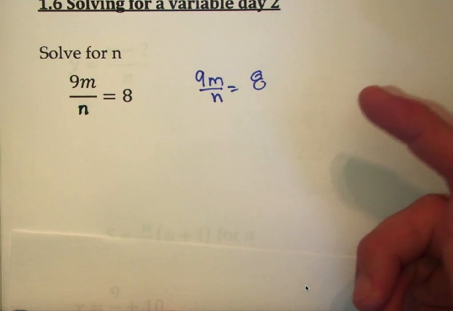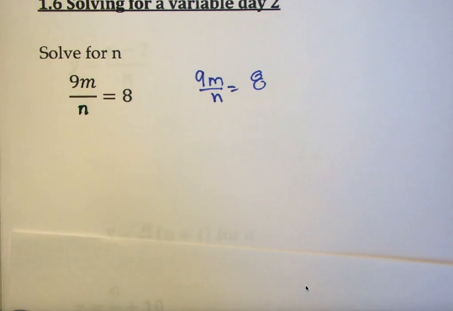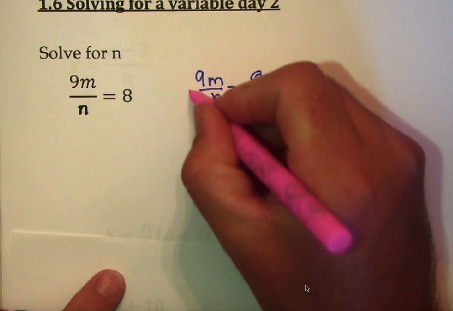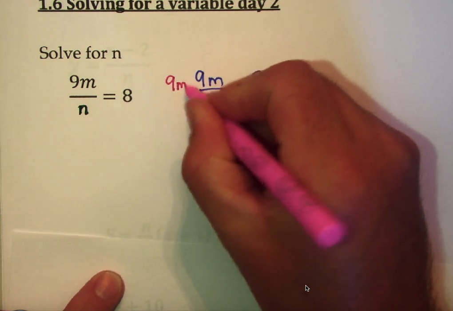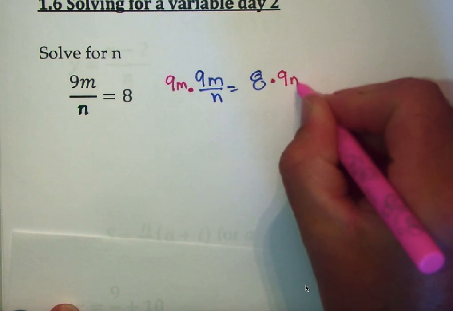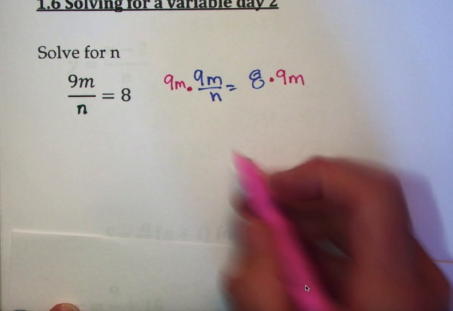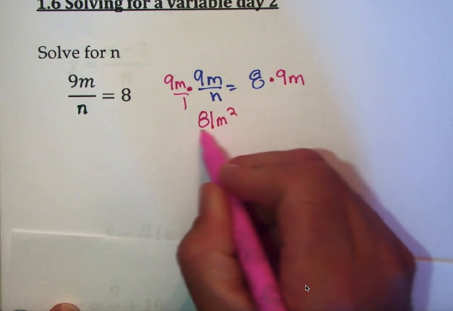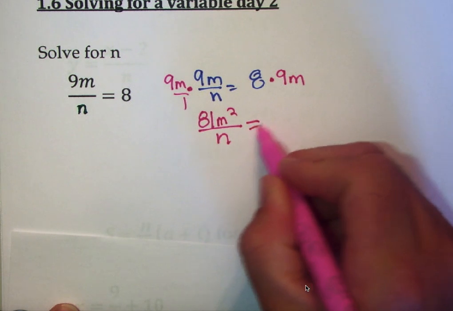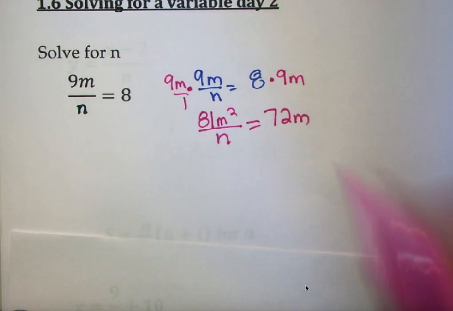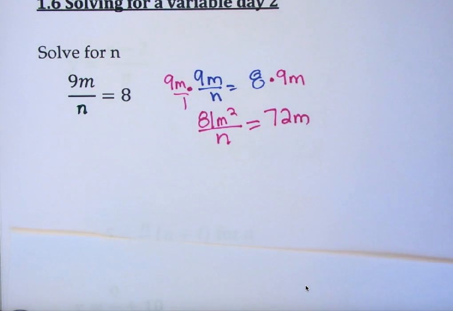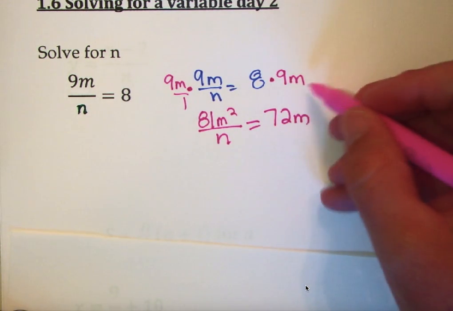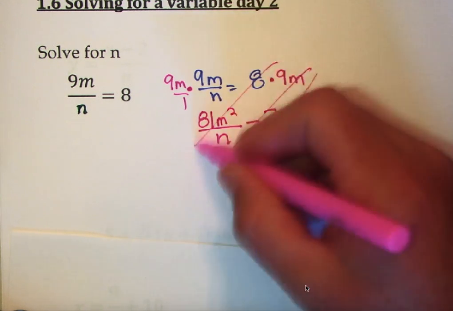Here are some things students say. I'll give you some options. Always some students say you got to multiply both sides by 9m. And I say, that's great. You can multiply both sides by 9m. That's cool. You get 81m squared over n equals 72m. And then they say, oh, no, right? I'm like, yeah, you can do it. It just doesn't get us the answer.